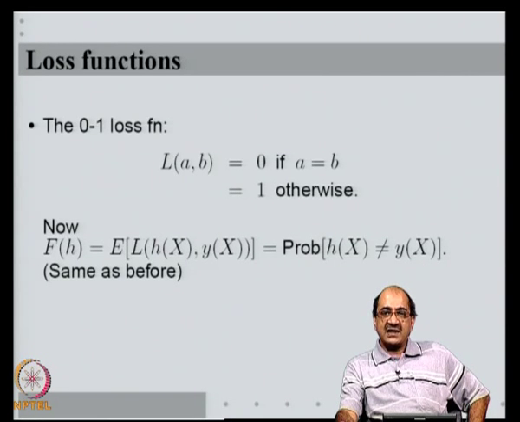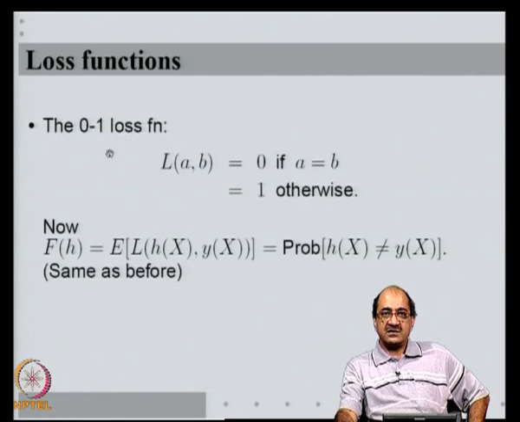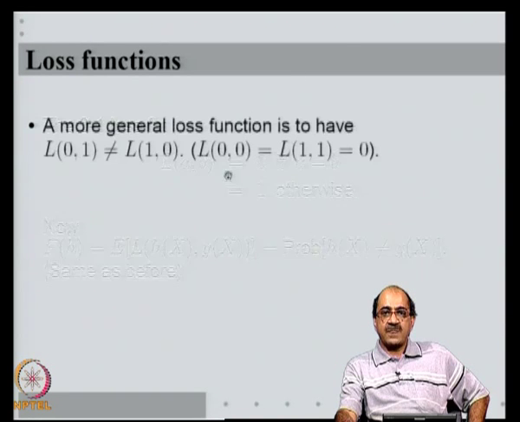So, what we did earlier can also be done through loss functions, if we think of what is called a 0-1 loss function. But a loss function can be more general. That is to say, even though the loss on a correct decision is 0, the loss on an incorrect decision need not be equal. In the 0-1 loss function, the loss on an incorrect decision is the same whenever a is not equal to b. But we can in general have L(0,1) not equal to L(1,0). L(0,1) is when I say 0 and the true class is 1, versus when I say 1 whereas the true class is 0.